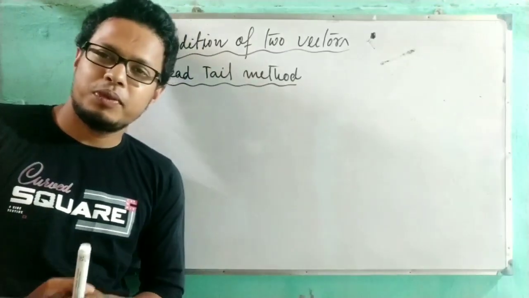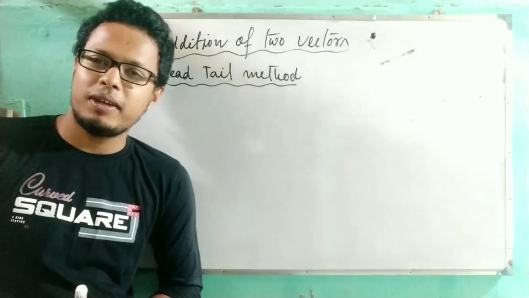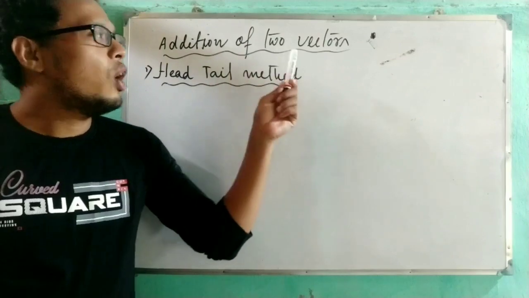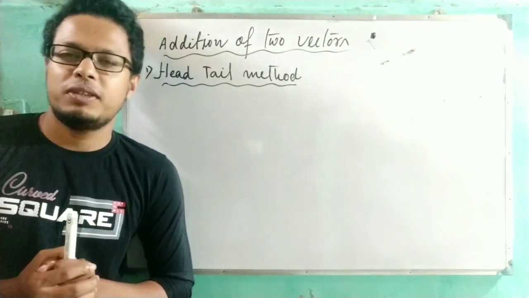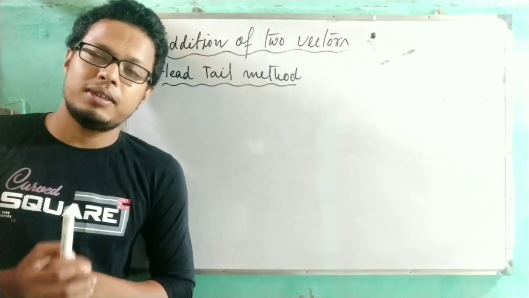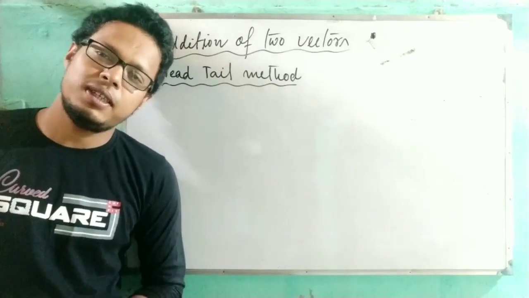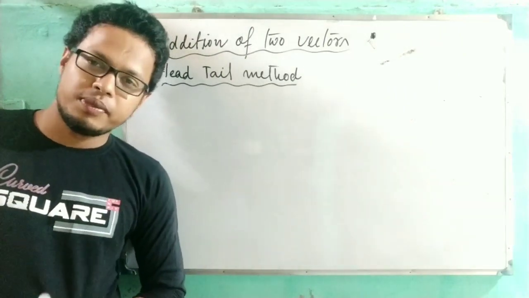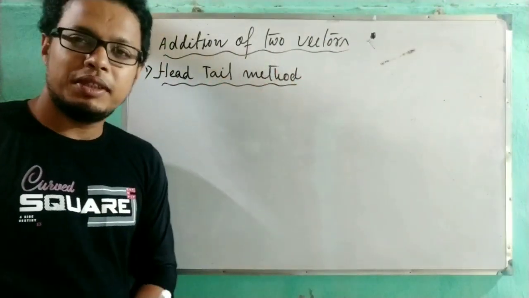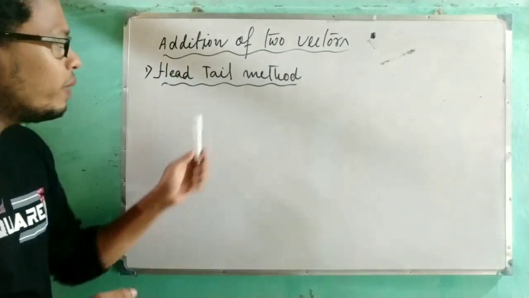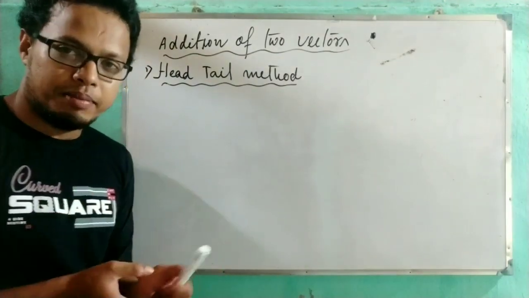Hello everyone, today I came with a new topic, which is addition of two vectors. But before that, if you did not see my first video, please go to YouTube and search "vector 1 by physics", then easily you will be able to get the video. So let's start the topic, which is the addition of two vectors, meaning how to add two vectors. When two vectors are given, how to add them.